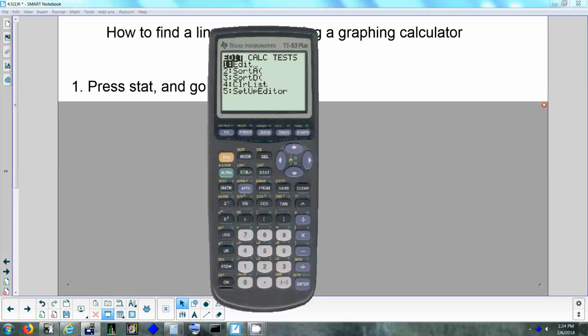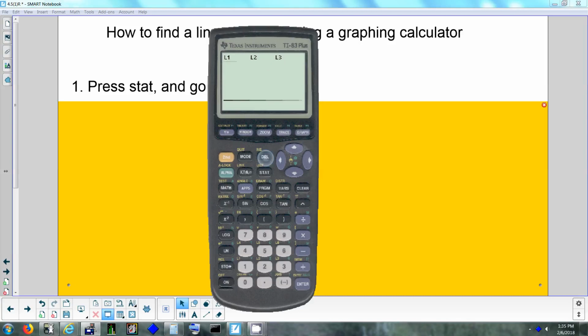All right. So when you press stat, does everybody see that screen? Okay, what's the next thing it says to do on the screen? Go to edit. Edit's the first choice. So if you haven't pressed anything else, you should have 1 highlighted. If it looks like this, the wrong thing is highlighted. Does everybody have the number 1 highlighted? Press enter. Now, across the top, you should see 3 things. You should see an L1, an L2, an L3. And it should look just like that. Does anybody's not look like that?